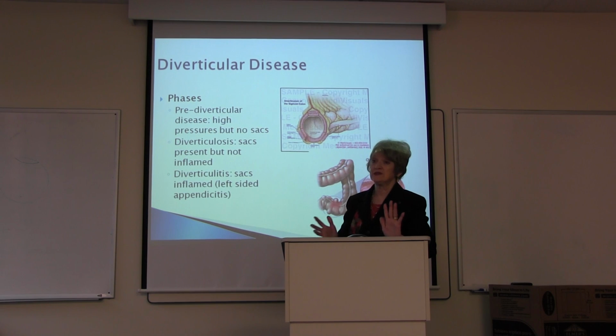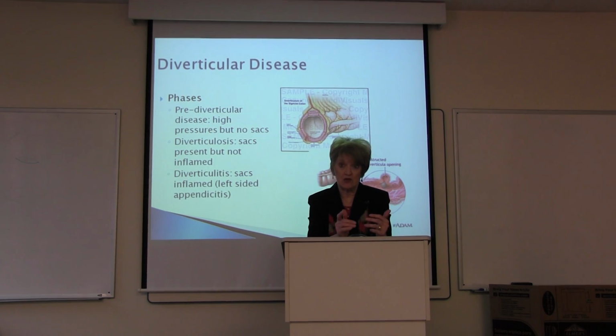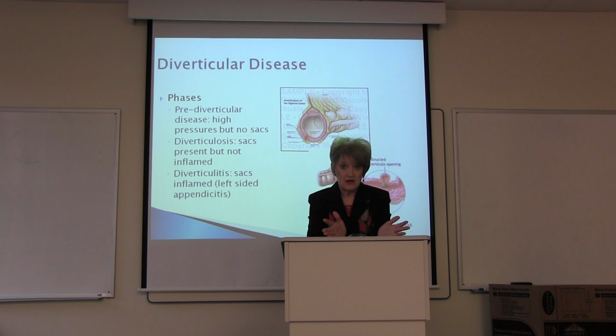Now, diverticular disease occurs in three distinct phases. You've got pre-diverticular disease, diverticulosis, and diverticulitis. Pre-diverticular disease means you don't have any sacs. Your colon still looks healthy. If you did a barium enema, you would see nothing. If you did a colonoscopy, you would see nothing.